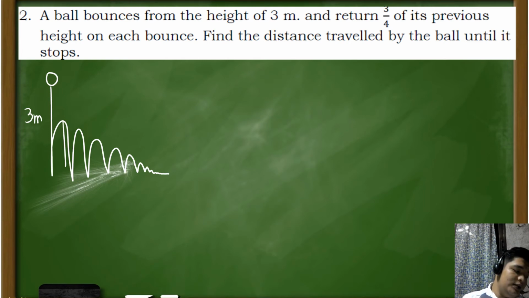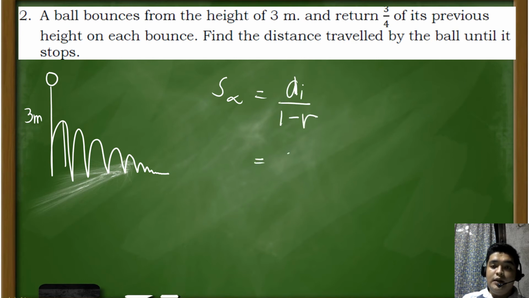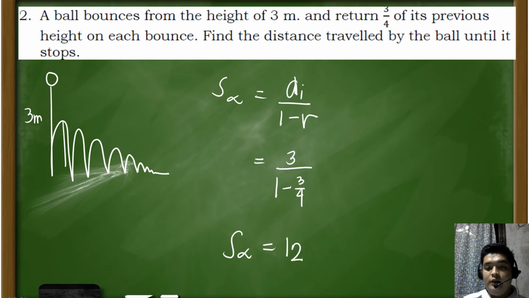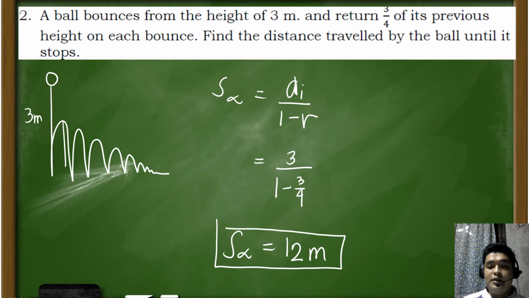So this is an example of sum to infinity. So sum to infinity is A sub 1 over 1 minus R. So A sub 1 is 3 over 1 minus 3/4. If you simplify this, the result is 12 meters. So the total distance traveled by the ball until it stops is 12 meters. Meaning if you total it, it is 12 meters altogether.